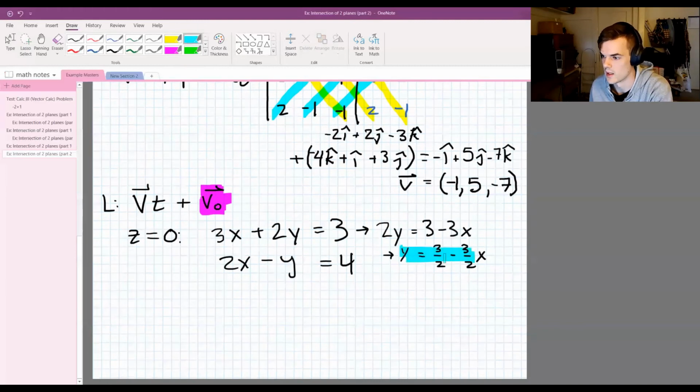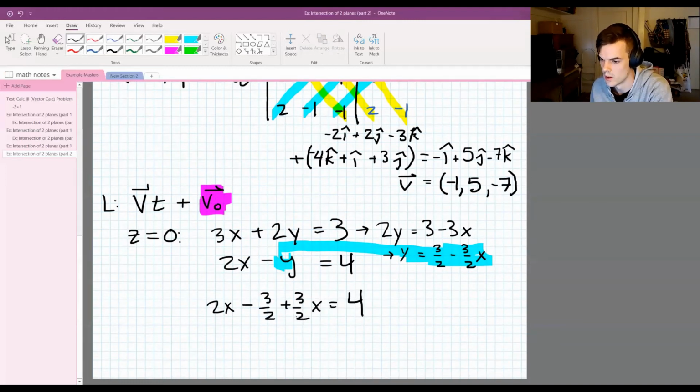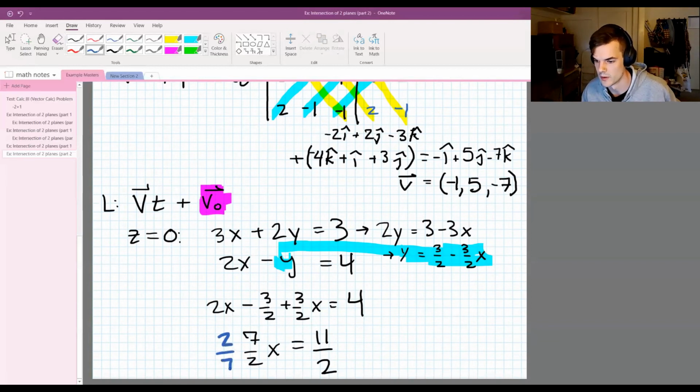And we can plug that into the other equation to get 2x minus 3 halves plus 3 halves x equals 4. So 4 halves plus 3 halves is 7 halves x. And then we're moving 3 halves over to the other side. So 8 halves plus 3 halves is 11 halves. Multiplying by 2 over 7, x equals 11 over 7.